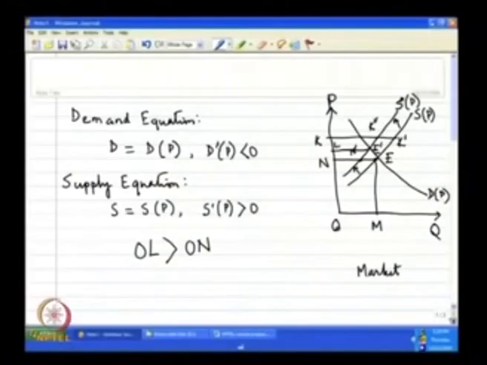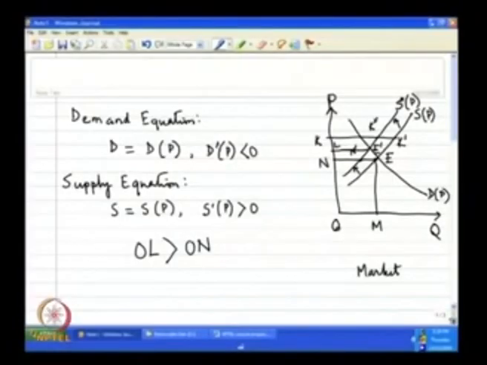So this is the purpose of a model. It basically helps us to figure out what is happening in the real world through some basic principles. Here the basic principles were the demand equation and the supply equation. Now there can be underlying justification why the demand curve is downward sloping and the supply curve is upward sloping. I am not going to go into those details. That will be an economics course and that is not the purpose of the game theory course.